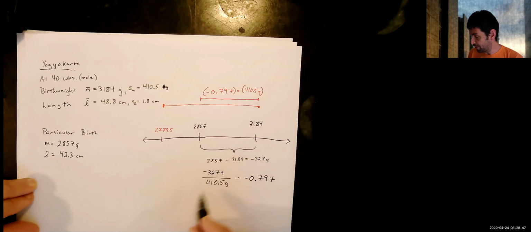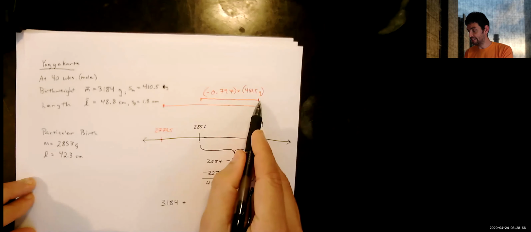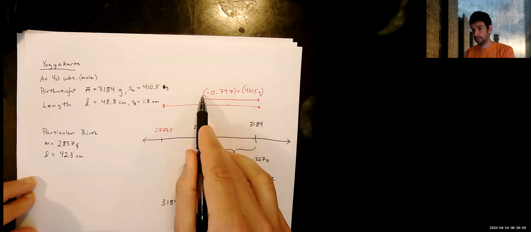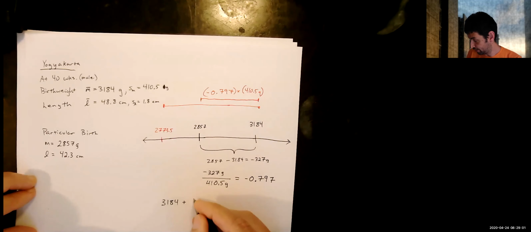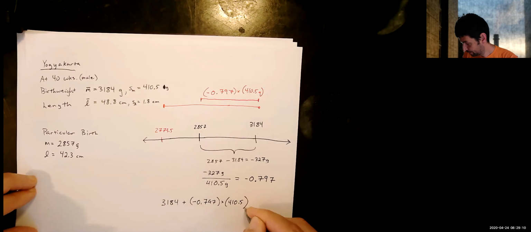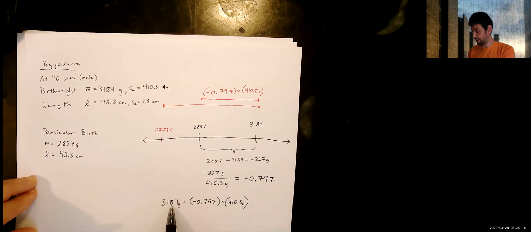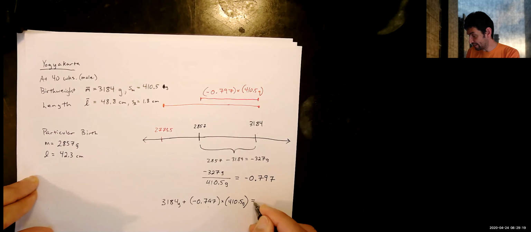If I start at the mean, 3184, and I add the distance I got here, right? This distance is negative 0.797 times 410.5. This is in grams, this is in grams, this is just a number, so this is adding grams to grams, or the negative makes it subtracting. I get to my data point.